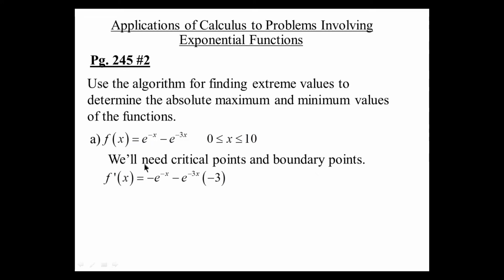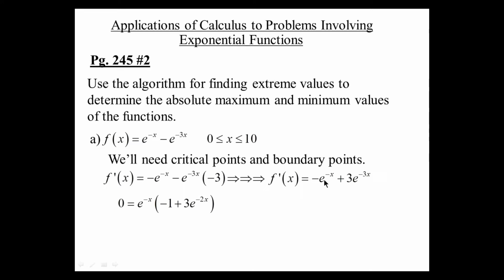e to the negative x primed is negative e to the negative x, and this is going to be negative e to the negative 3x differentiated. We make a copy of it times the derivative of the exponent. And I just tidied that up a bit right here. Negative times a negative is a positive. Now we'll set this derivative equal to 0, which I do here.